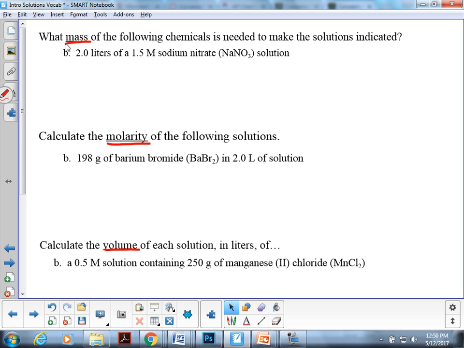So first one says, what is the mass of the following chemicals is needed to make the solutions indicated? 2 liters of a 1.5 molar sodium nitrate solution. Okay, I want mass. Well, first, on my sheet, personally, I would have two things, or at least one of these two things written down. I'd have either that, or you may even want this guy right here.